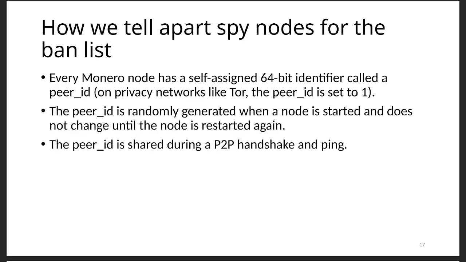Every Monero node has a self-assigned 64-bit identifier called a peer ID. On privacy networks like Tor, the peer ID is set to 1. The peer ID is randomly generated when a node is started and does not change until the node is restarted again. The peer ID is shared during a peer-to-peer handshake and ping.